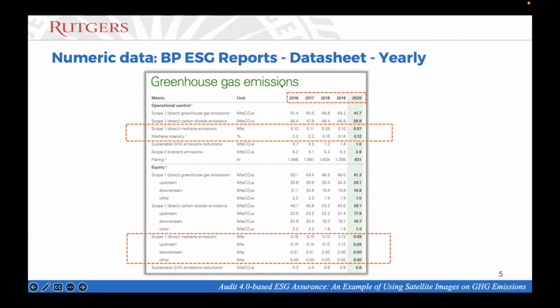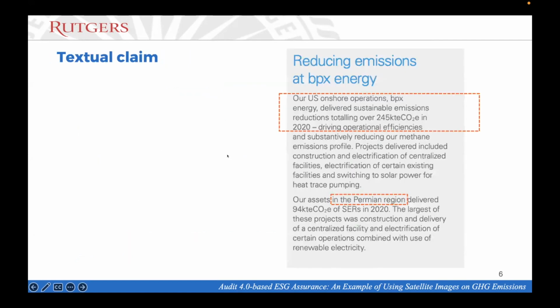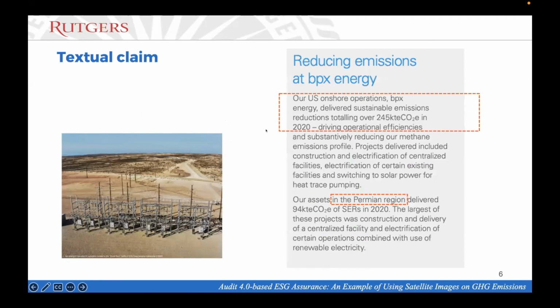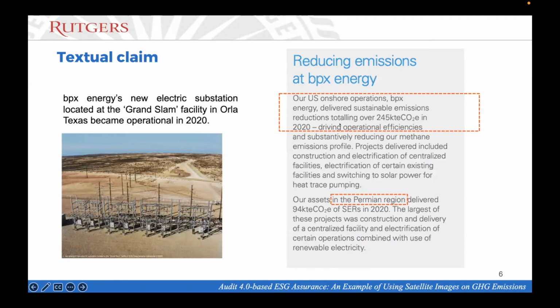You can see they disclose the greenhouse gas emissions on a yearly basis, and there is almost a decreasing trend here. They also state that they adopt one advanced technology to reduce the emissions in a specific area, the Permian region. So it's important to monitor and assure how much they emit in this area.